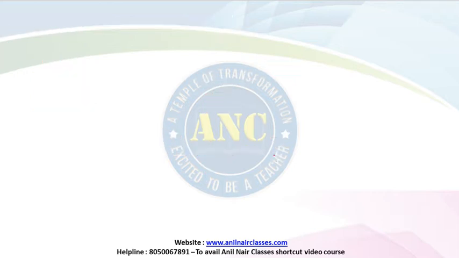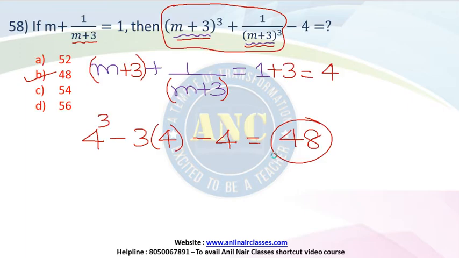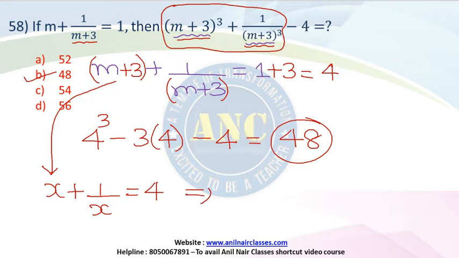Now, I hope you understood whatever we have solved till now, sir. In the previous question, 58, x plus 1 by x value is given in the question as 4 and they are asking you x cube plus 1 by x cube value is how much?